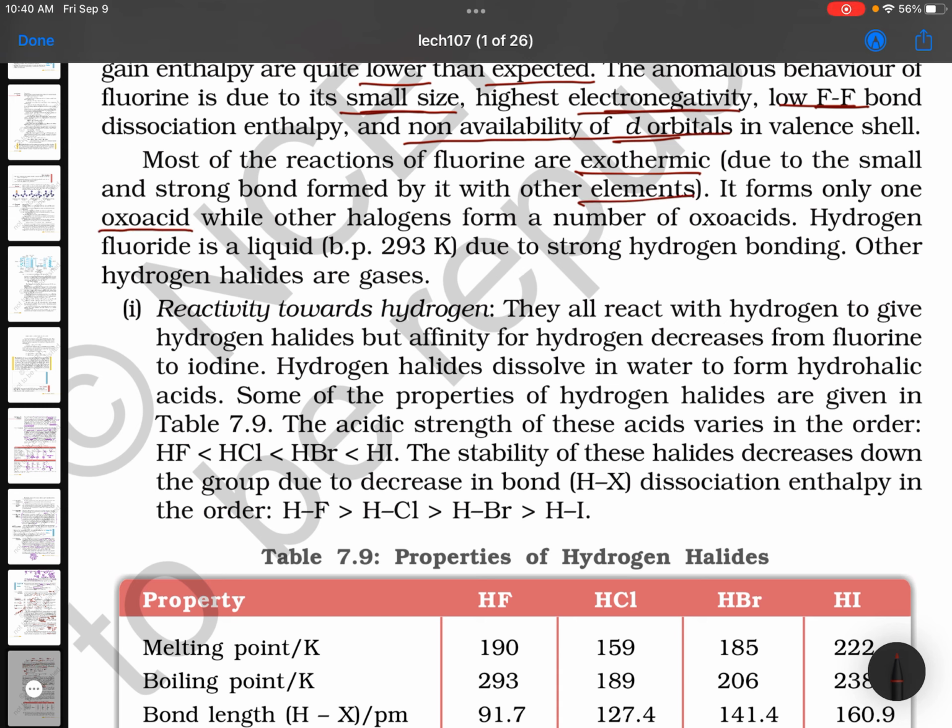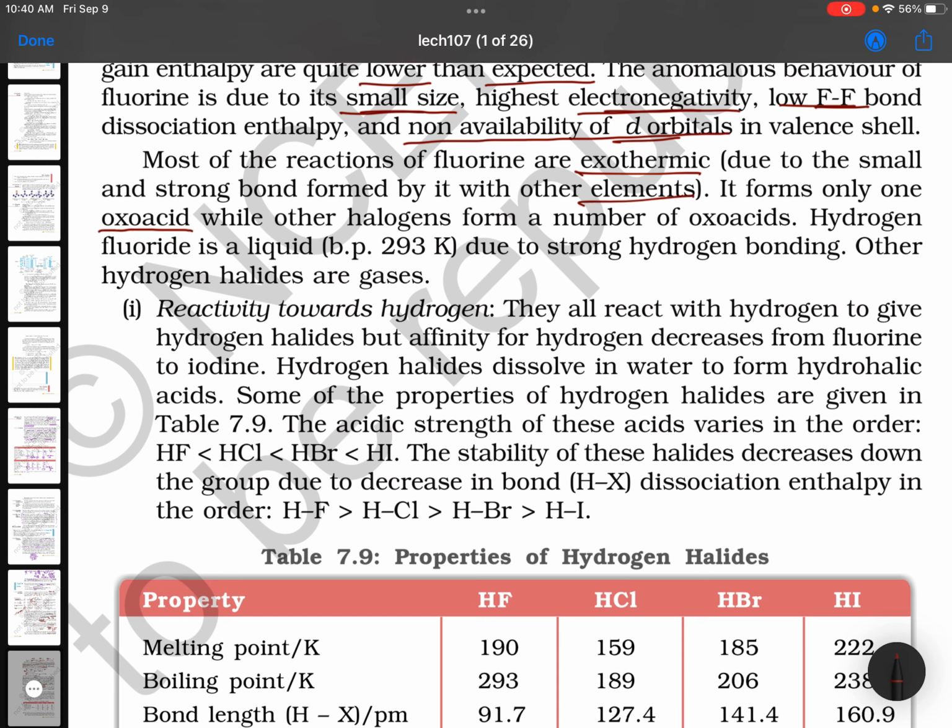And the remaining halogens form a number of oxo acids like HClO, HClO2. We'll discuss that. Hydrogen fluoride is a liquid. HF is a liquid due to strong hydrogen bonding. Other hydrogen halides are gases, HCl. Okay, reactivity towards hydrogen. This hydrogen part we will complete now.